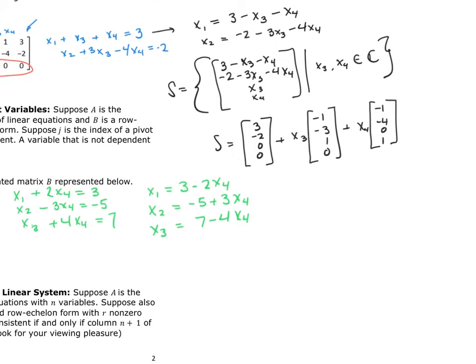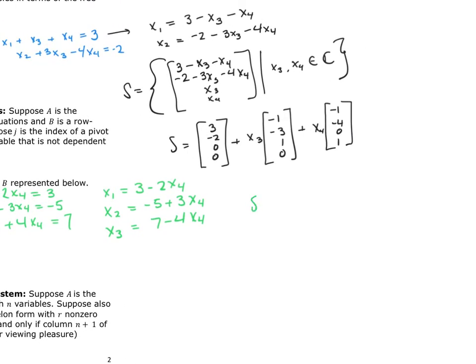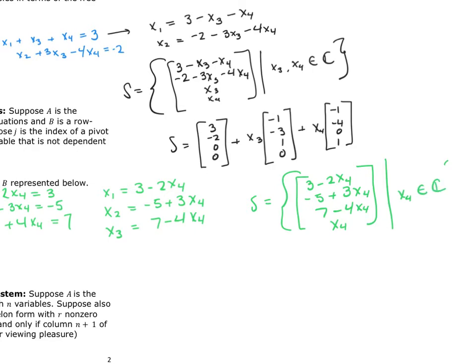And I can write my solution set in this form as before. So the solution set with the curly bracket, a column vector, 3 minus 2x sub 4, negative 5 plus 3x sub 4, 7 minus 4x sub 4, and then of course x sub 4. And then I'm going to tell you where x sub 4 comes from, because that's the free variable. X sub 4 comes from the complex numbers.